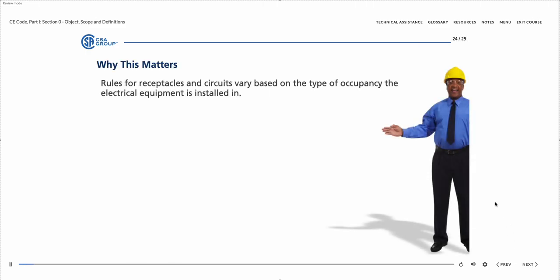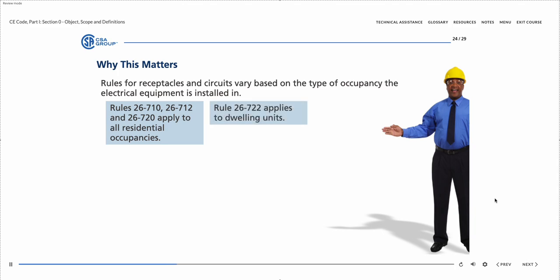Why does understanding these different terms matter? Because rules for receptacles and circuits vary based on the type of occupancy the electrical equipment is installed in. Rules 26-710, 26-712, and 26-720 apply to all residential occupancies. Rule 26-722 applies to dwelling units, and Rules 26-724 apply to single dwellings.